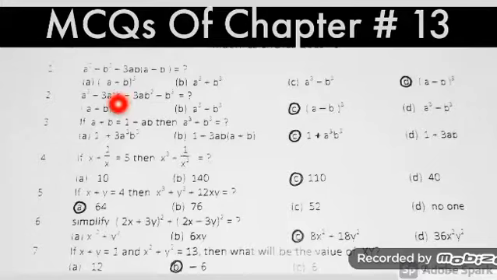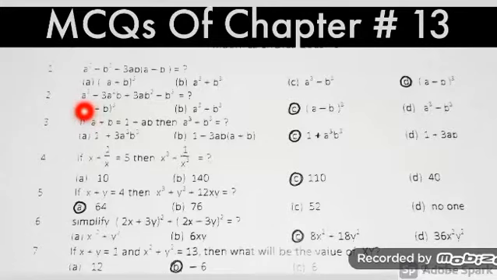Let's start the MCQs. Statement 1 is a cube minus b cube minus 3ab multiplied by a minus b is equal to what? This is the formula of a minus b whole cube. So its answer is option D. A minus b whole cube is equal to a cube minus b cube minus 3ab multiplied by a minus b.